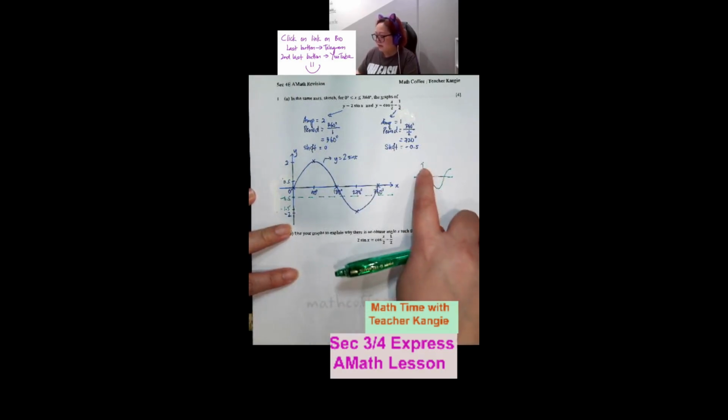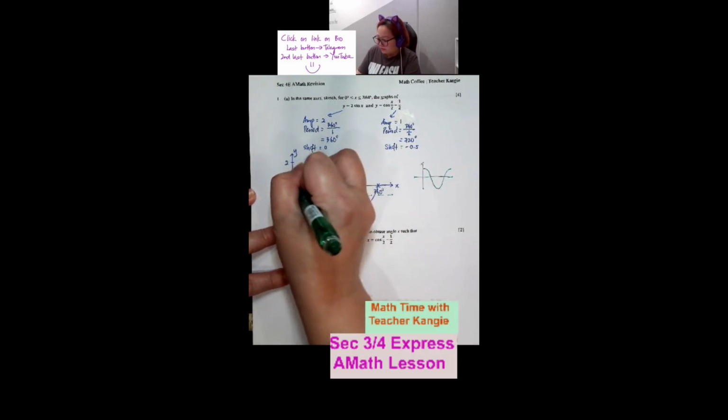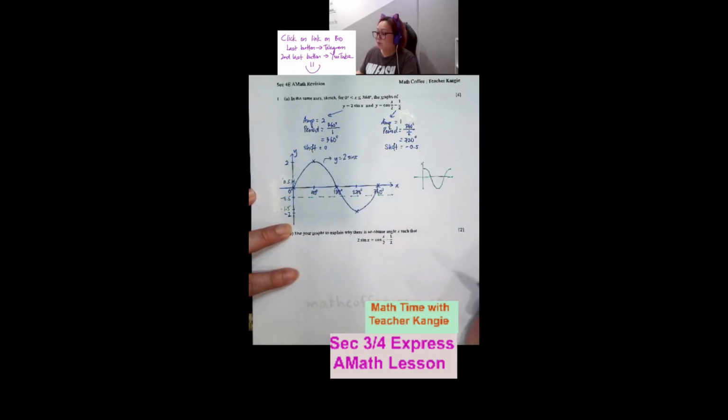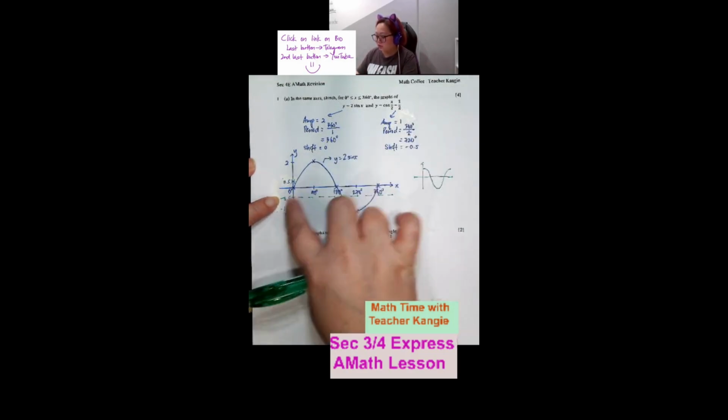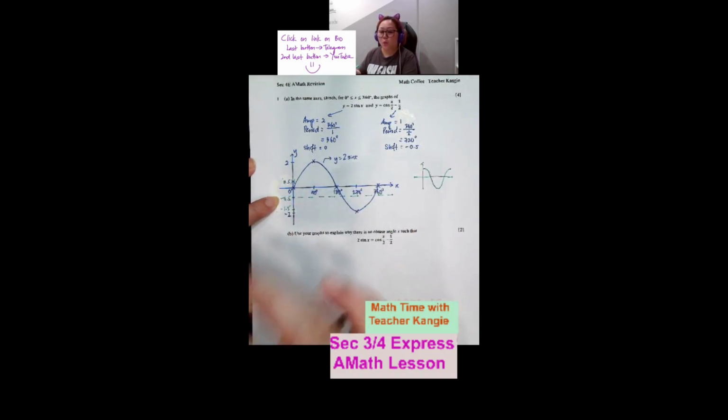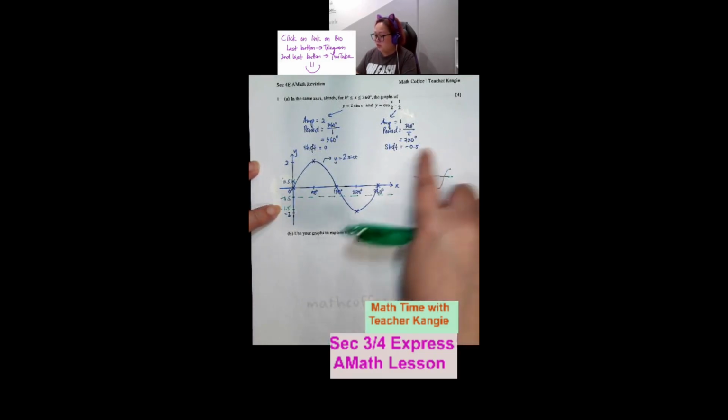Okay, cosine graphs start from the maximum. So that means my first critical point will be at 0.5. How do I get 0.5? My shift is -0.5. My amplitude is 1. So -0.5 plus 1 is 0.5. -0.5 minus 1 is -1.5. So that's my minimum. Okay, you see, look at the cosine graph.